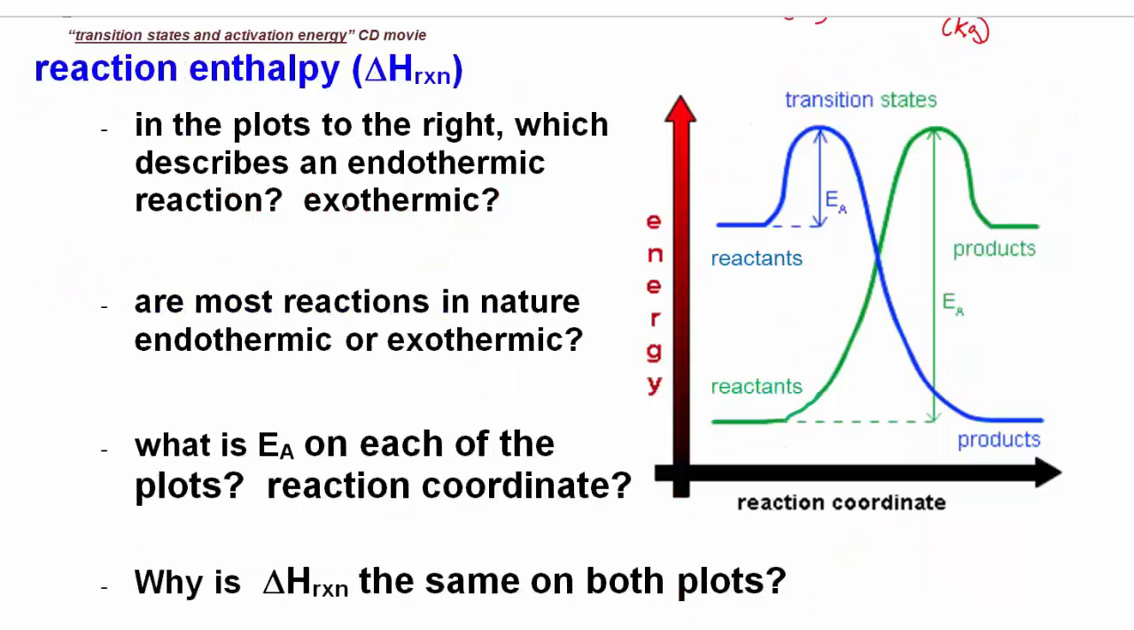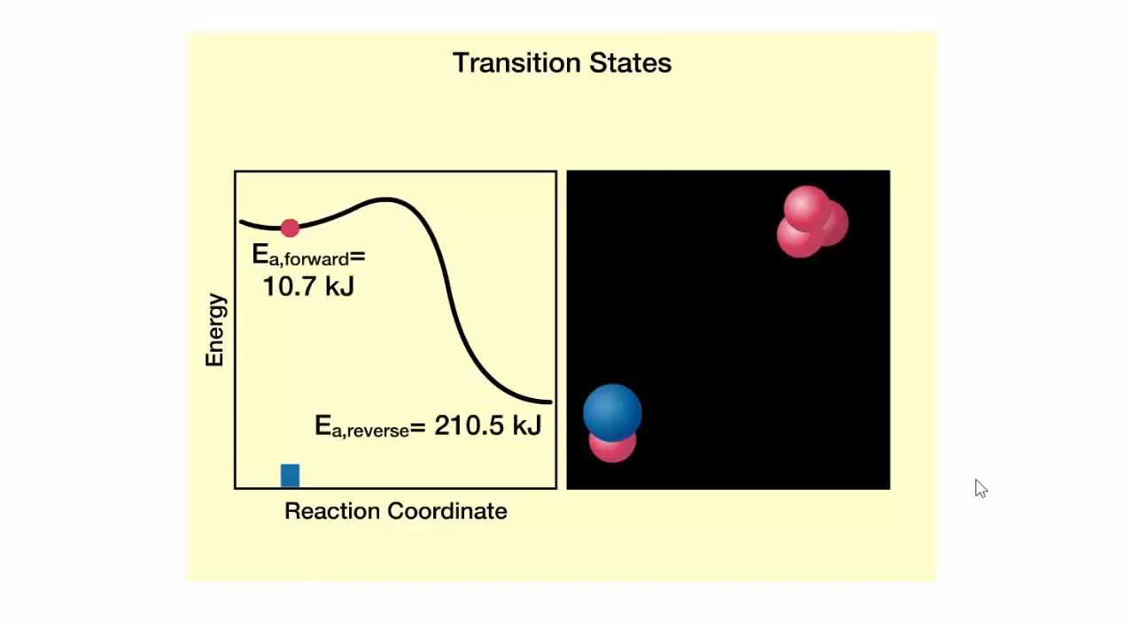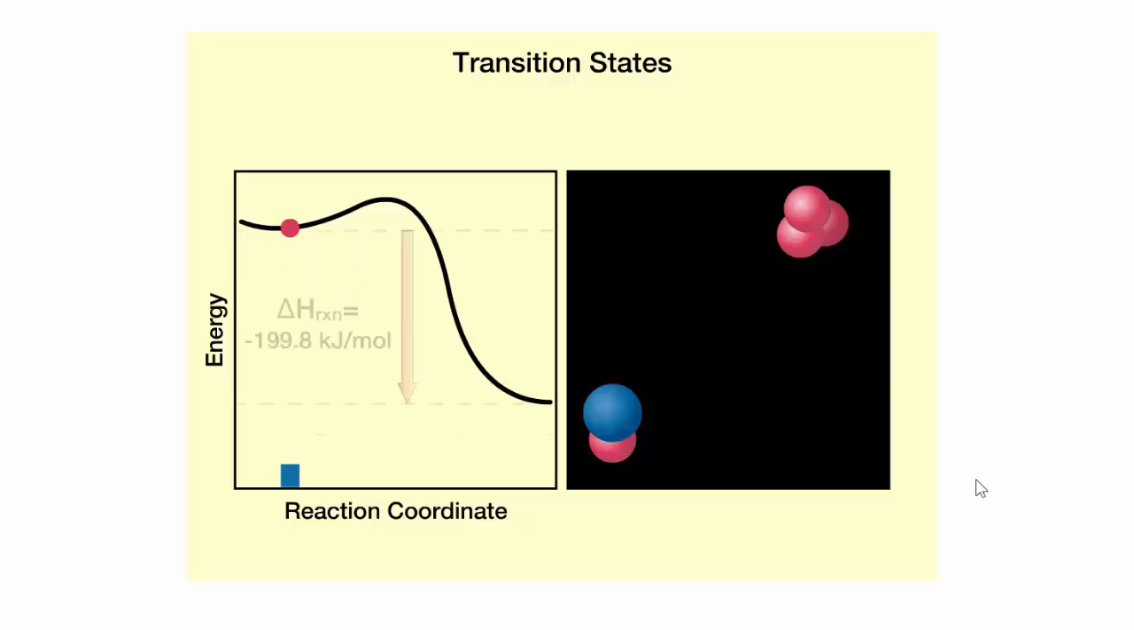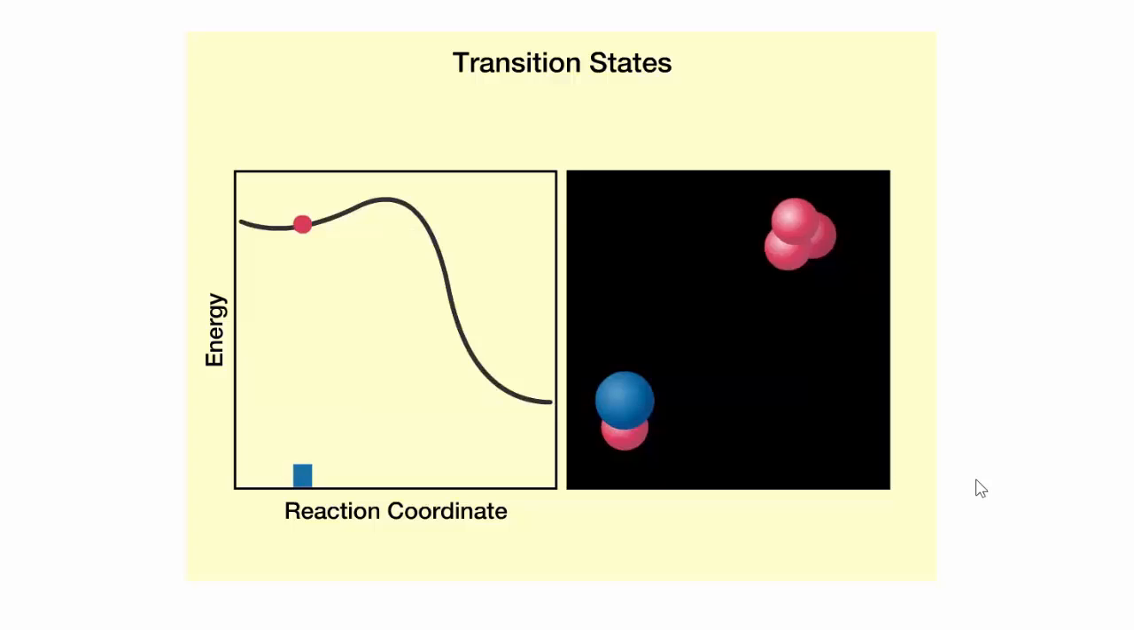So let's watch this movie to get initiated into the terminology that's involved with reactions involving heat. Let's analyze the changes that occur in energy and atomic arrangements as the reaction between nitric oxide and ozone occurs. Initially, the nitric oxide and ozone molecules are separated and are not reacting. The forward reaction proceeding from reactants to products is exothermic by 199.8 kilojoules per mole. Let's see how the energy changes and the molecular changes correspond.